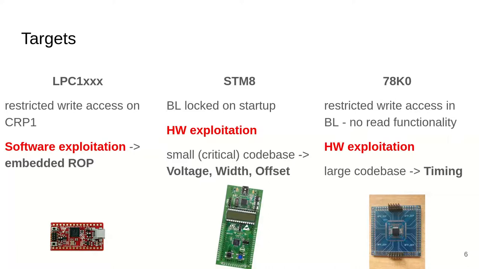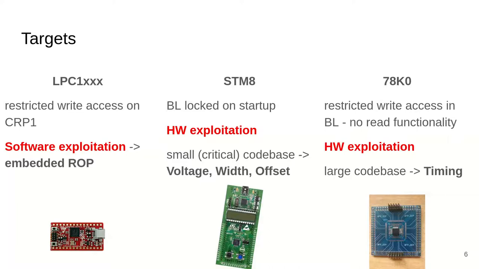two targets we attack by hardware. So the STM8 locks the bootloader on startup based on the option bytes, it's called. Since it's locked on startup, there's a very small critical code base. But here, what makes it difficult to attack is the actual glitch parameters. So let's say, for instance, with voltage glitching, that's the width, the offset, and the glitch voltage.